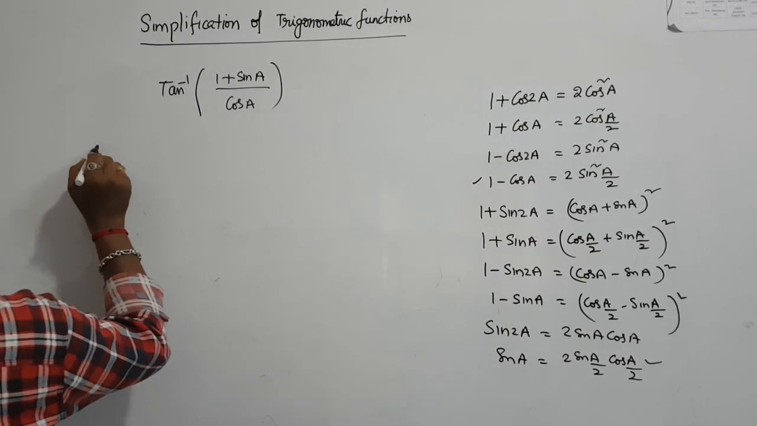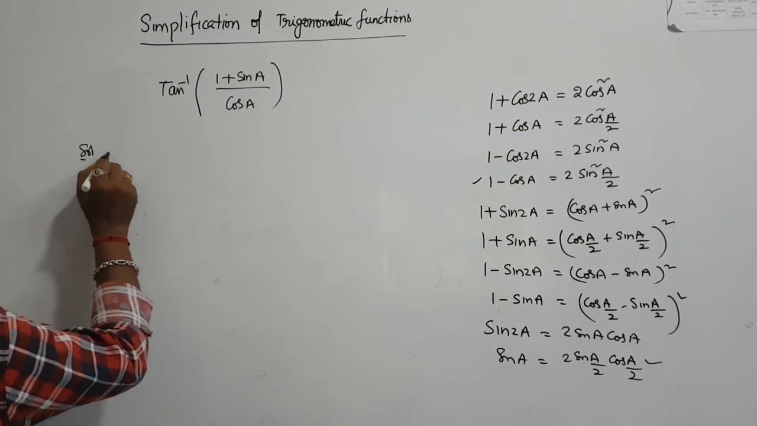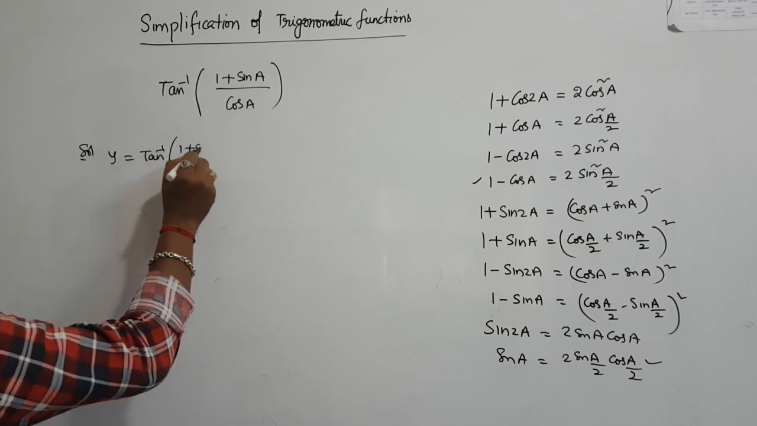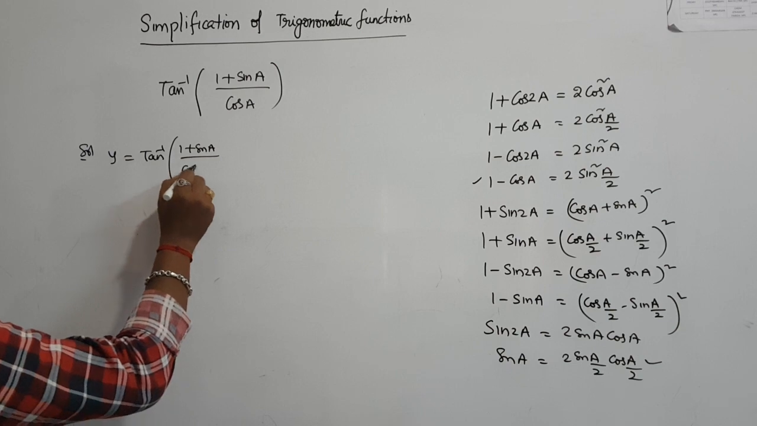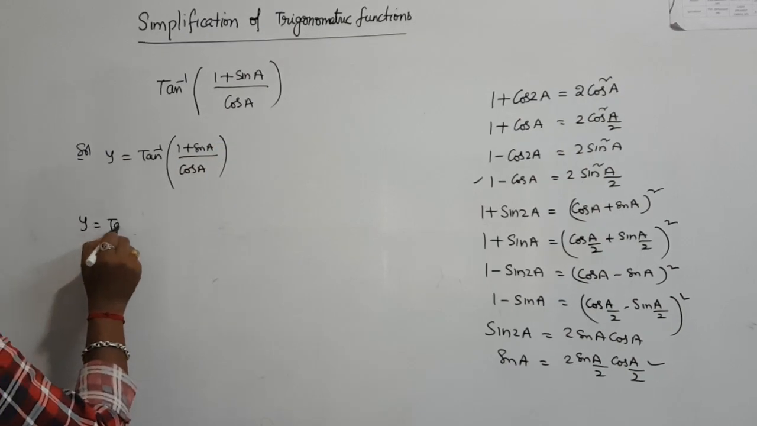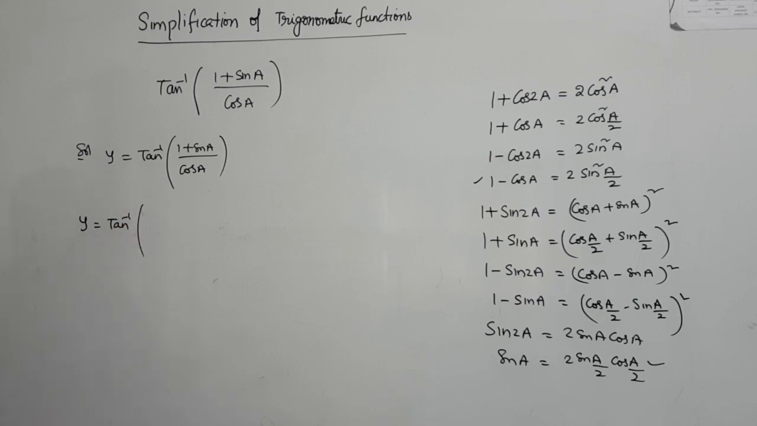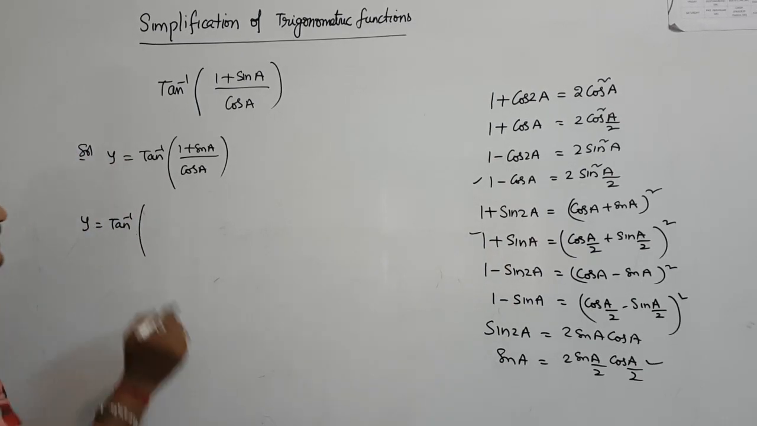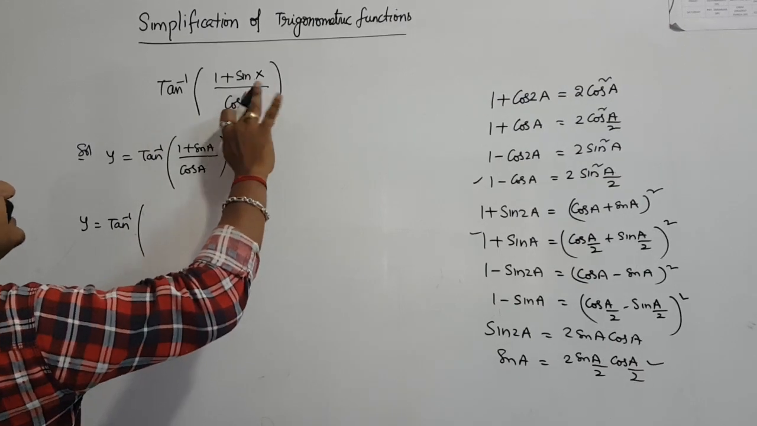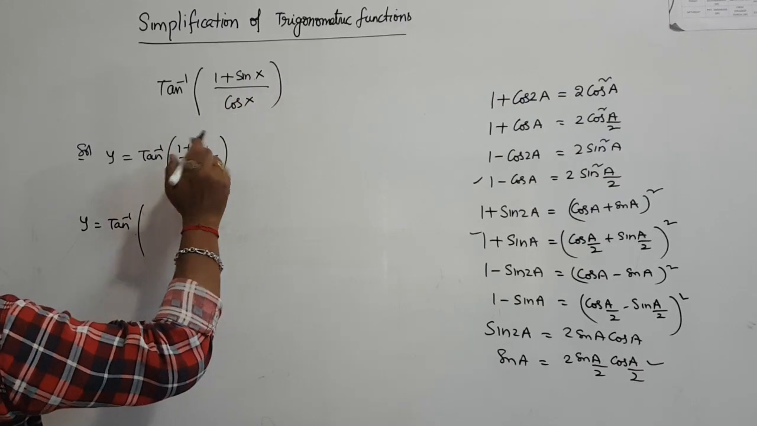Now, how can I simplify this? The solution is y is equal to tan inverse of 1 plus sin A by cos A. Sorry, I have written A every time, but you are going to take the derivative with respect to x now. So sin x.